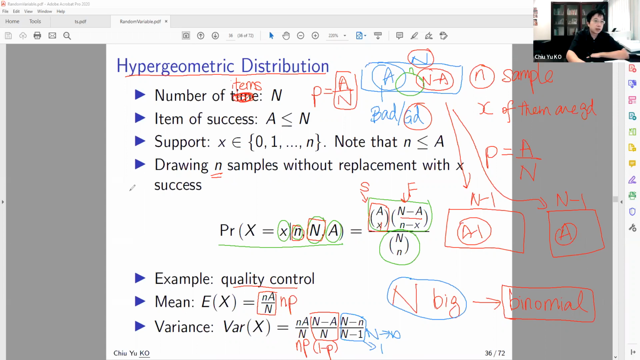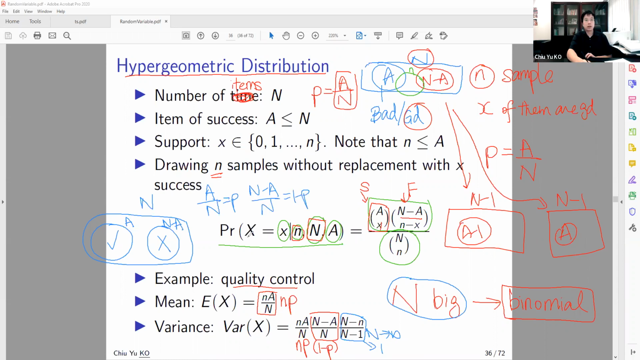The notation is: N is the total in the population you want to look at. A of them we call tick, and N minus A we call not okay, right? That means if you keep drawing the sample in the binomial case, A over N is P, and (N minus A) over N is 1 minus P, okay? Is that clear? And you draw N samples over here.